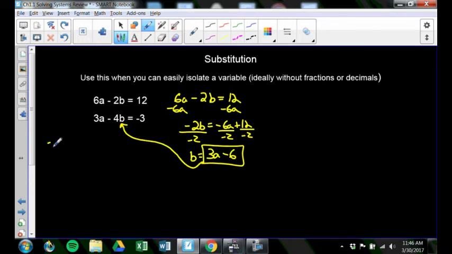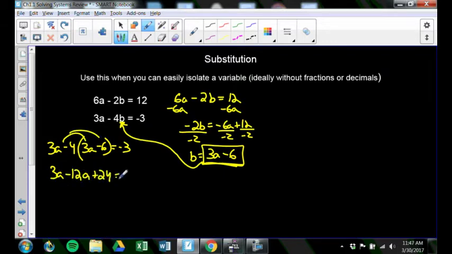It has to be the other equation, it can't be the same one. So I now have 3a minus 4b, but the b becomes 3a minus 6, and that equals -3. This b got replaced by this b, because b is 3a minus 6. Now I'll distribute the -4, so 3a minus 12a plus 24 equals -3.